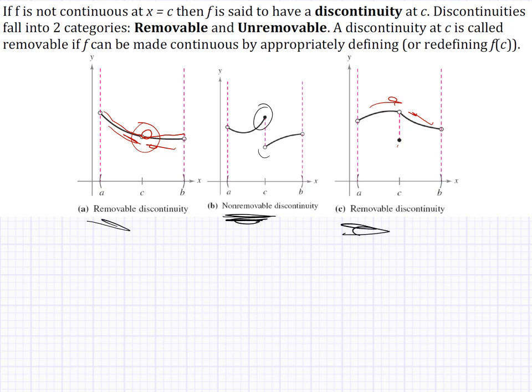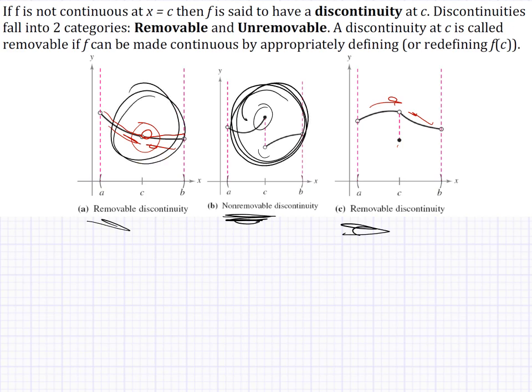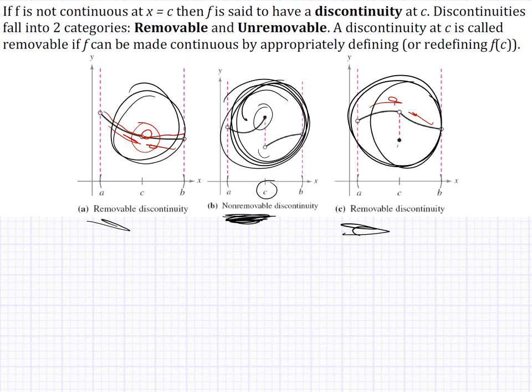And really it has to do with the limit. Remember the three things you need for a function to be continuous. This one misses on some of those things, but the big one that this one misses is that the limit doesn't exist. Here the limit exists, here the limit exists, but here the limit as I approach c does not exist. And that's really what makes this a non-removable discontinuity.